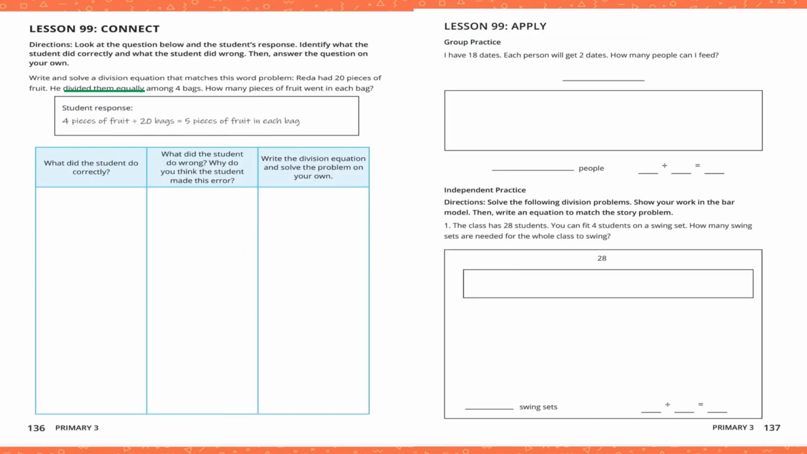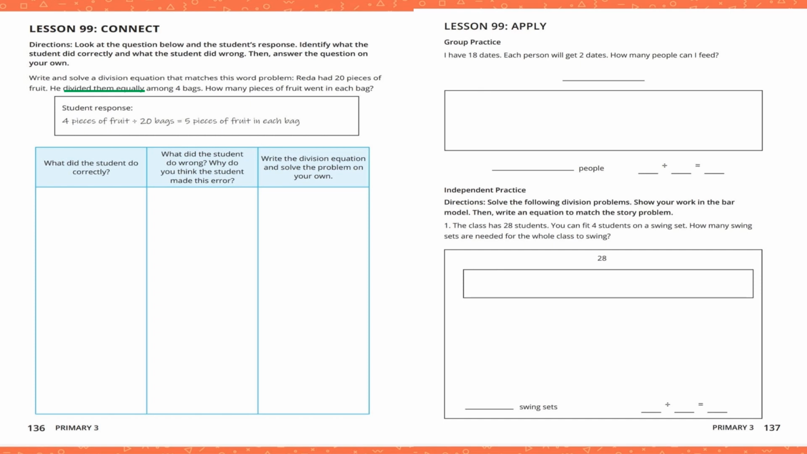Lesson 99. Write and solve a division equation that matches this word problem. Rida had 20 pieces of fruit. He divided them equally among 4 bags. How many pieces of fruit went in each bag? Student response: 4 pieces of fruit divided by 20 bags equals 5 pieces of fruit in each bag. This is wrong.